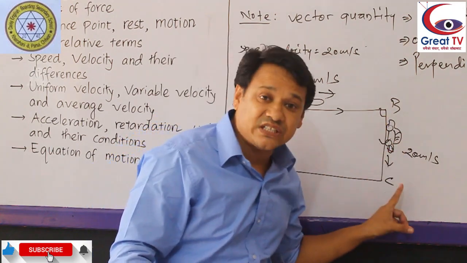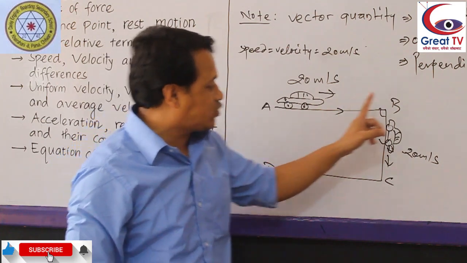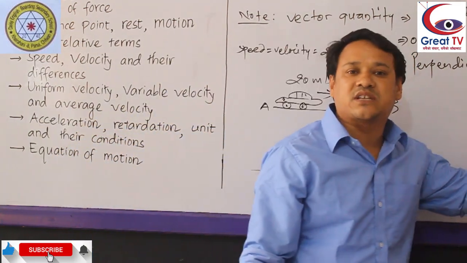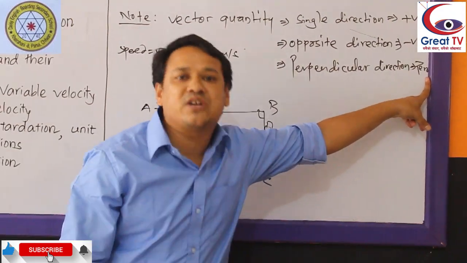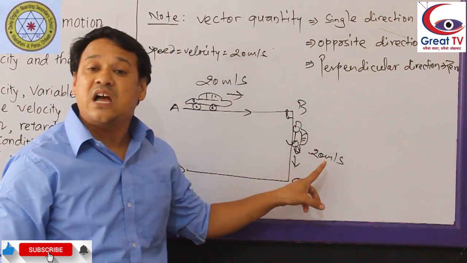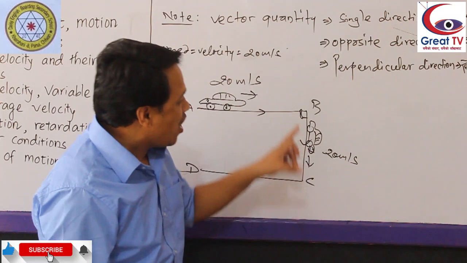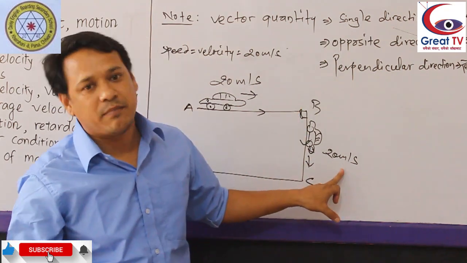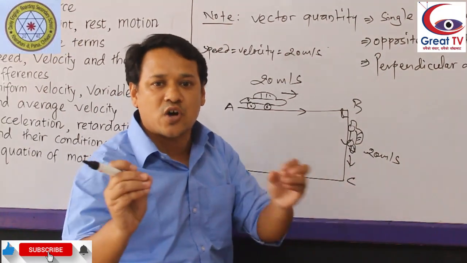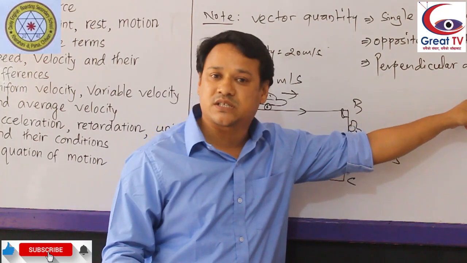But velocity with respect to AB only is 0. Why? This is already a perpendicular direction, and a vector quantity in the perpendicular direction will be 0. That's why it is 0. But if you consider only the BC path, then velocity is also 20 meters per second, speed also 20 meters per second, if you consider one single path. But with respect to AB, it is 0, perpendicular direction.